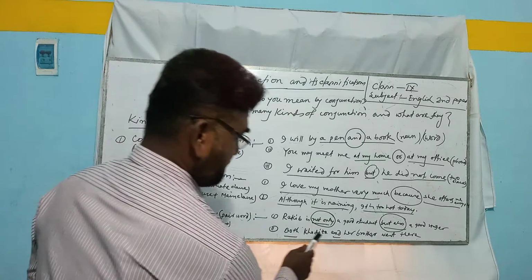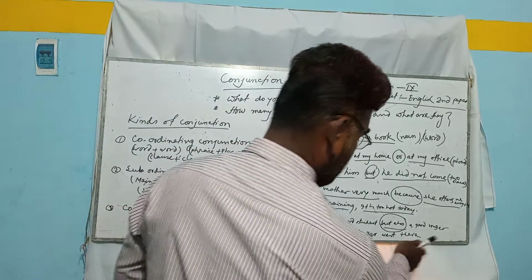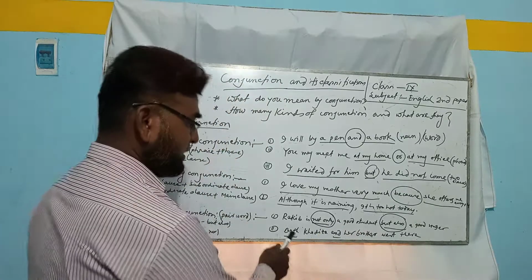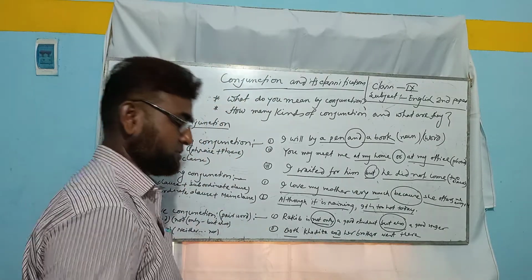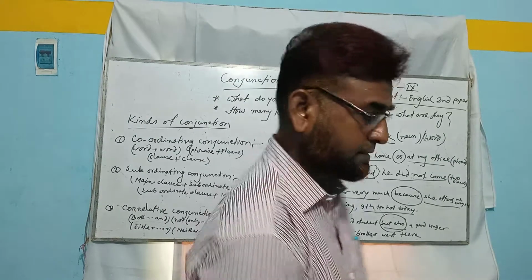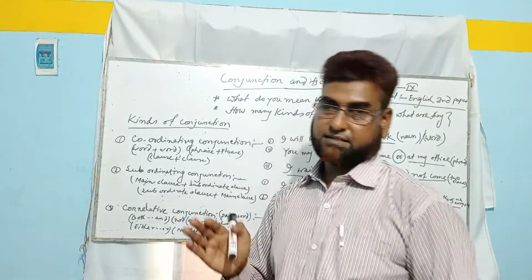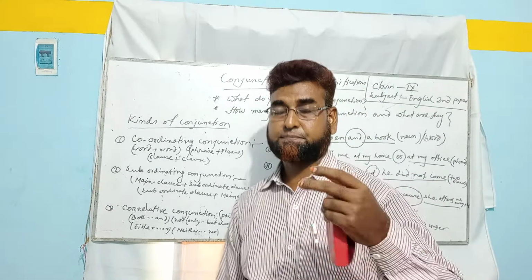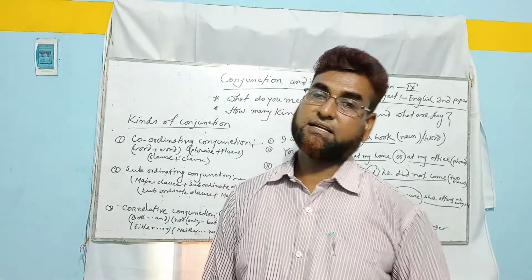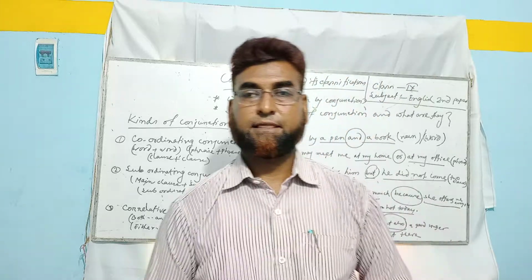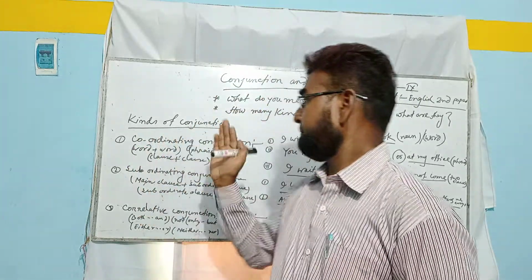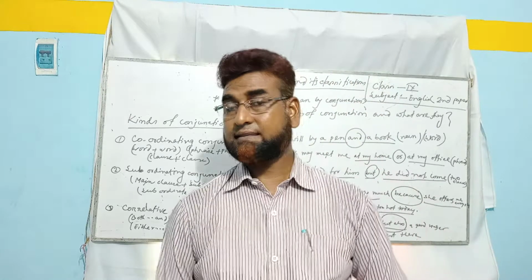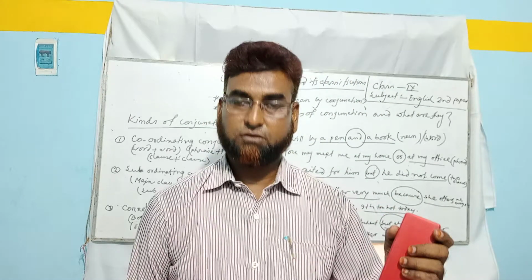Another example: Both Khadija and her brother went there. Here 'both' and 'and' are correlative conjunctions. Dear students, I have discussed three kinds of conjunction in detail, and I have tried my level best to make you understand. I hope that you will get benefit from my class so that you can gather some common knowledge sitting at your home.